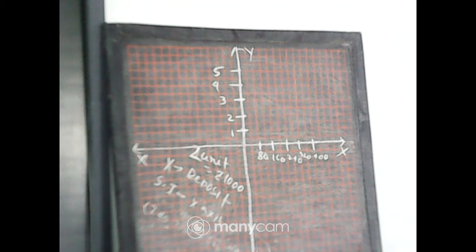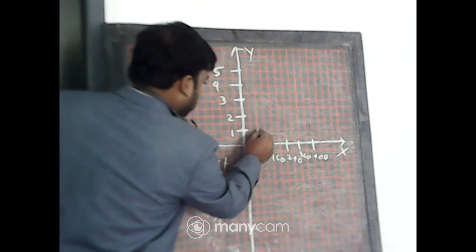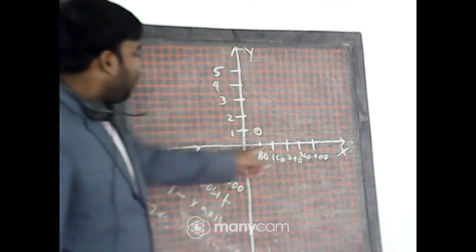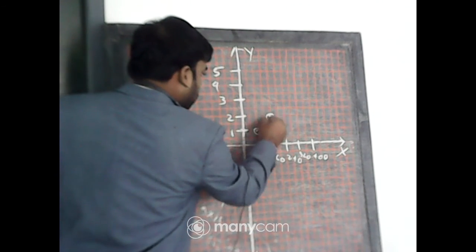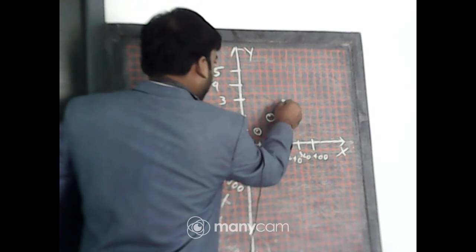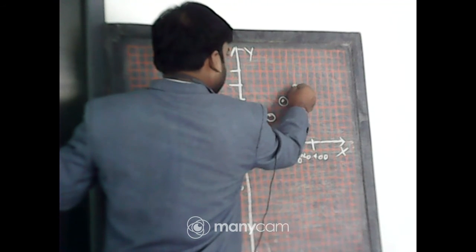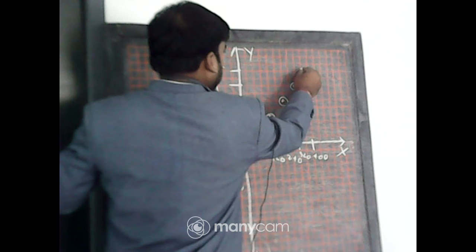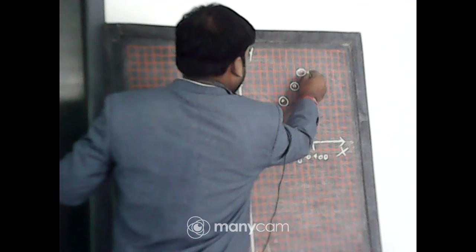Next, just plot the point 80 and 1000. So first I am at the origin, that is the x-axis 80 and 1000, so that point. Next 160, that point, 2000. 240, that point. 320, that point. 400, that point. Oh, okay, I think it is a mistake. That point will be there.